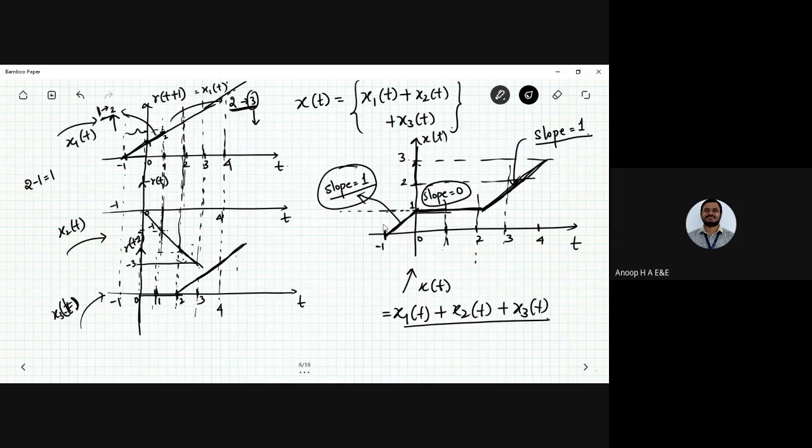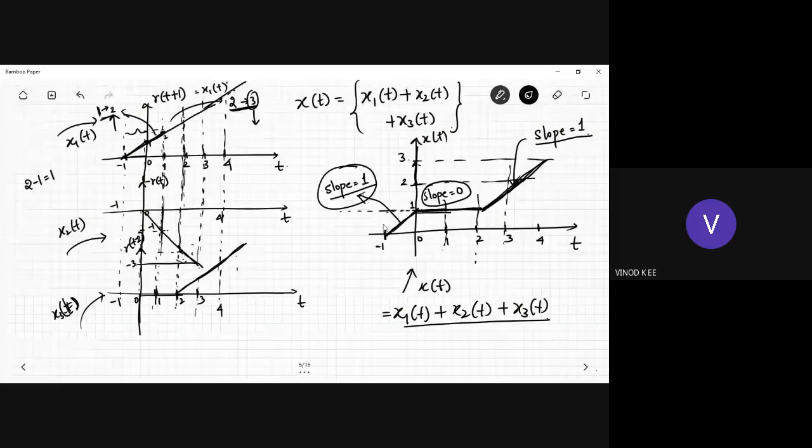If anyone has any problems in analyzing this problem, do let me know. If you have not understood or if you are finding it difficult, do let me know. Anyone can unmute themselves and let me know.